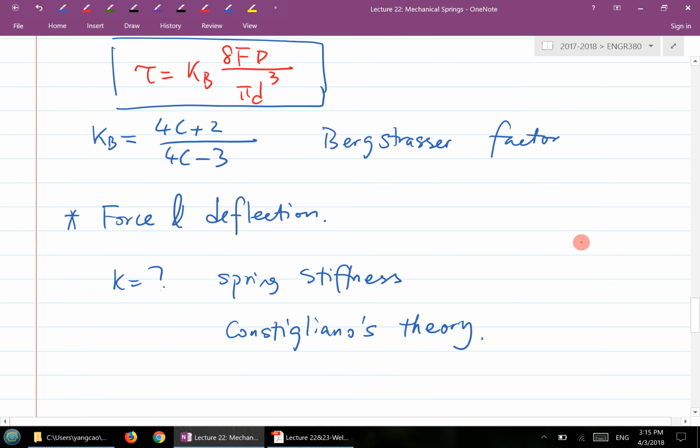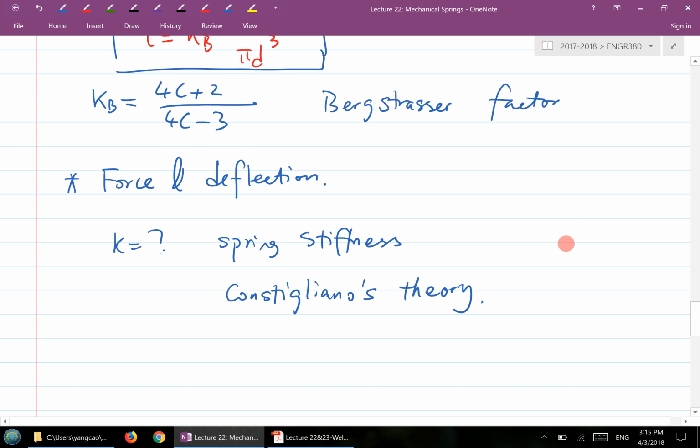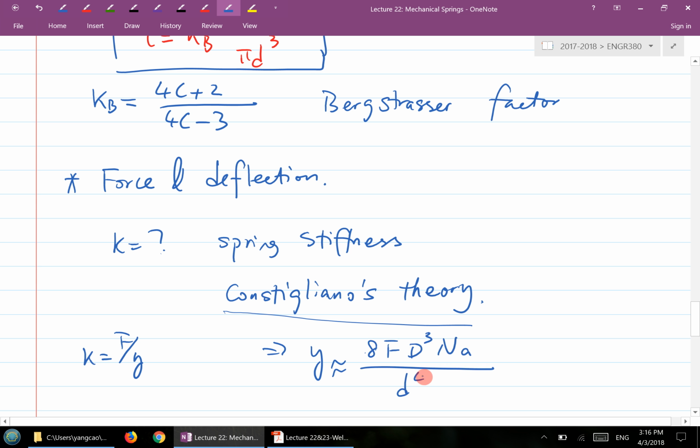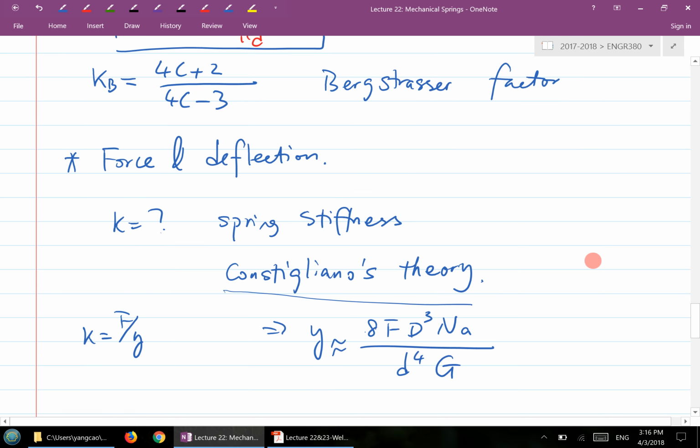You can take a look at the textbook. The textbook probably has a shortened version of Castigliano's theory. Essentially, it's an energy type of theory, typically in Mechanics of Materials 2, and you'll learn this theory and how to calculate the K here. But either way, K equals F over y. From this theory, we can derive the deflection, which is approximately equal to 8 F D cubed times Na, divided by d to the power 4 times G.